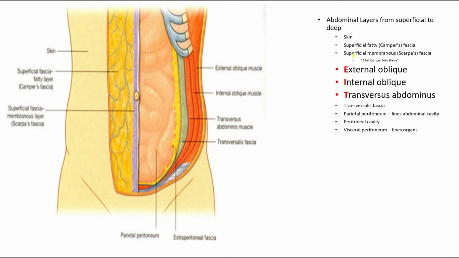A few things to note: when I was in lab, I just remembered the line, a fat camper may starve. So fat, the superficial fatty layer, is Camper's fascia, and may starve, membranous, is Scarpa's fascia. That might help you. And pay attention to the transversus abdominis, internal oblique, and external oblique, because from deep to superficial, it spells the word TIE, and that's going to be important later whenever we talk about structures in the inguinal region.